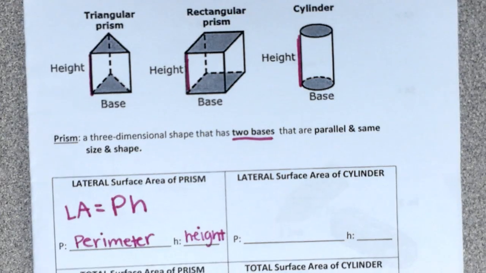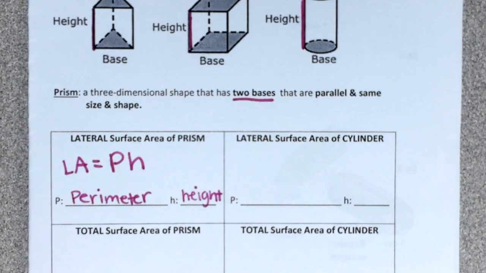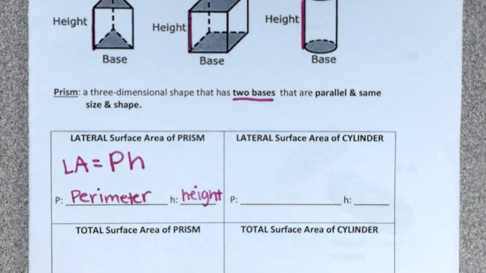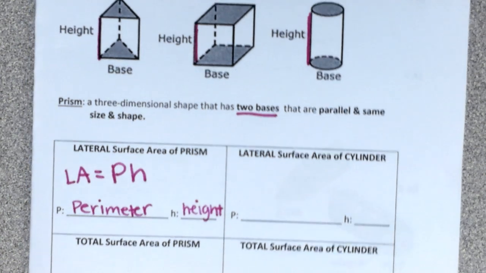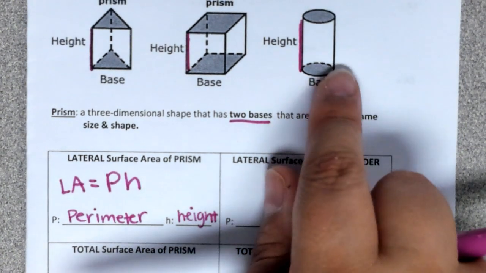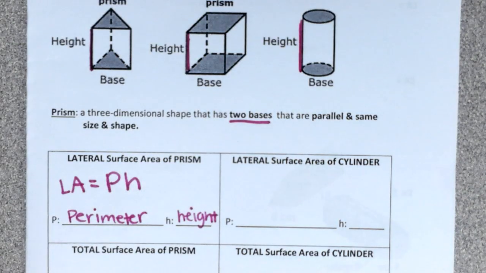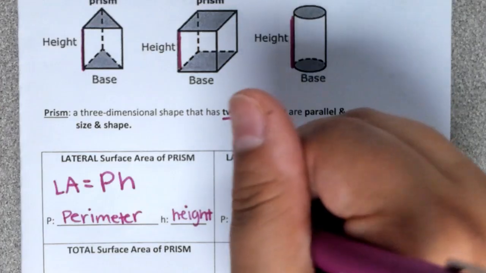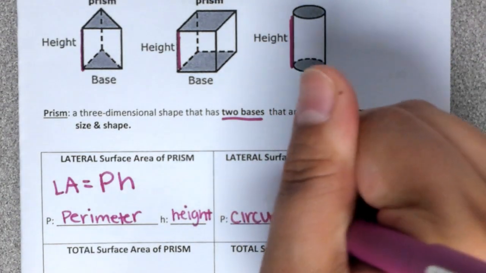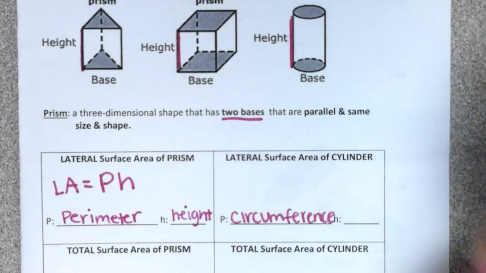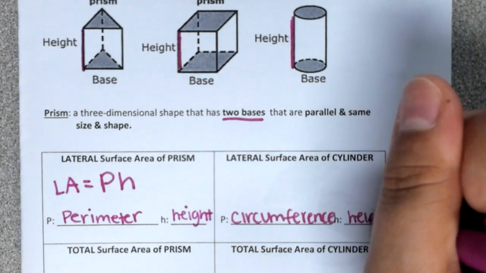Thank you. All right. The lateral surface area of a cylinder is actually the exact same thing. However, what is the perimeter of a cylinder? What's the base of a cylinder? A circle. What's the perimeter of a circle? What do we call that? We don't call it perimeter. Circumference. So in this case, P is circumference. H is still height.